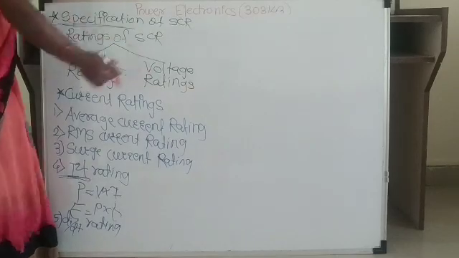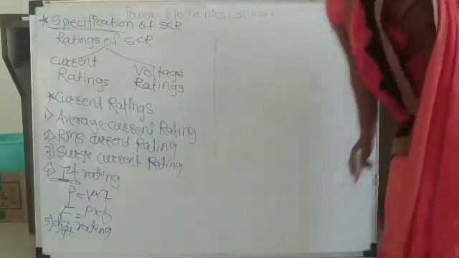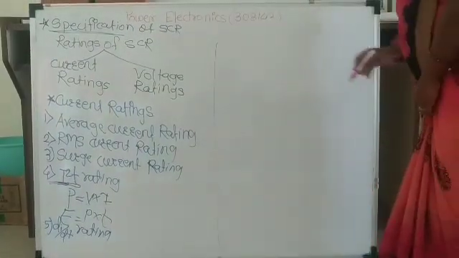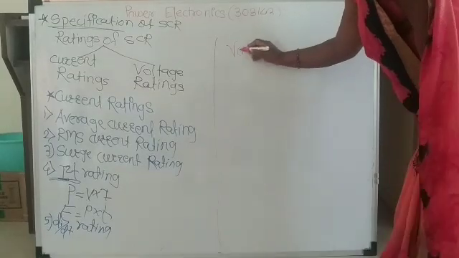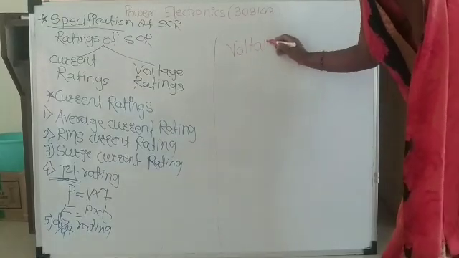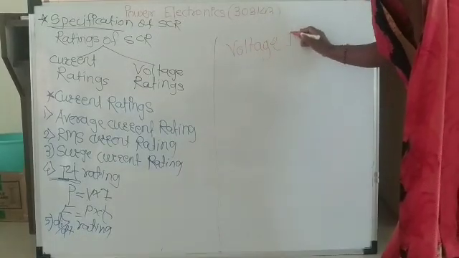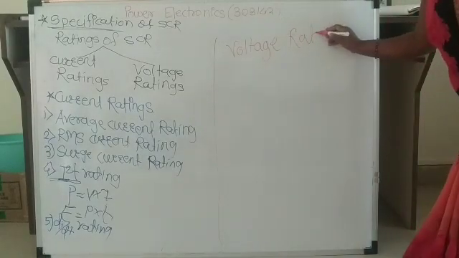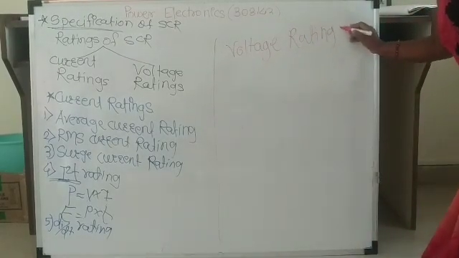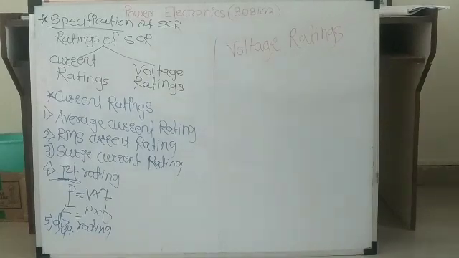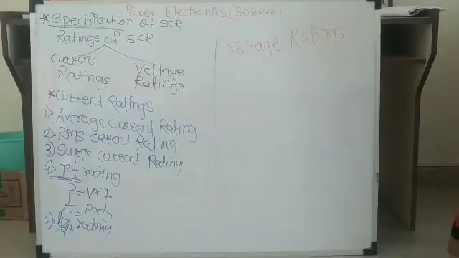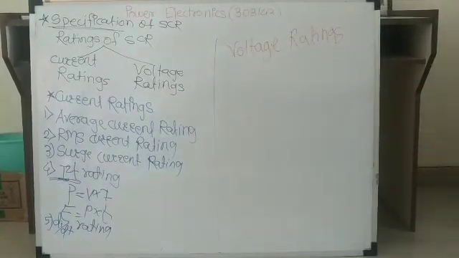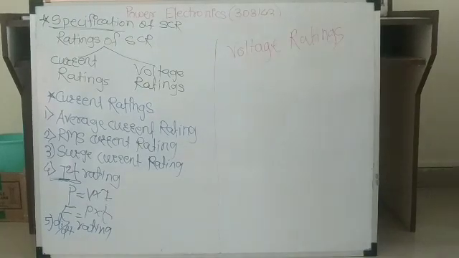Now the next ratings are the voltage ratings. In the voltage ratings, the first voltage rating is the peak offset blocking voltage.